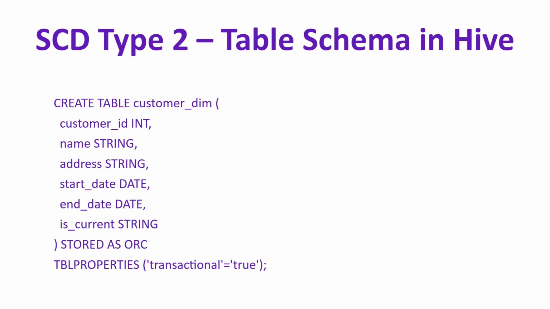So we have written: create table customer dimension, customer ID int, name string, address string, start date as date, end date as date, is current string, stored as ORC, table properties transactional equal to true. If transactional equal to true is not there, we won't be able to update the record.